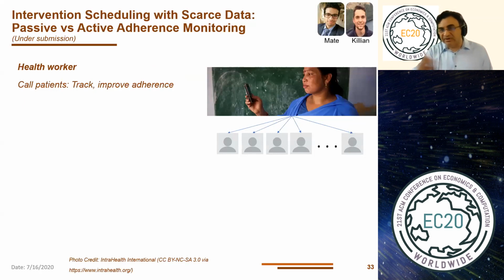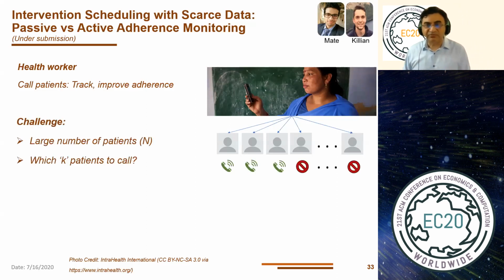We have a health worker who may have 200 patients in their care, and they are going to call the patients. They can't call all of them. They'll call a few patients every day to track and improve adherence. So this health worker may call, say, the first 3 patients and check: are you taking your TB medicine? And find that 2 of them are, 1 is not. We have no idea what's happening with the remaining ones.